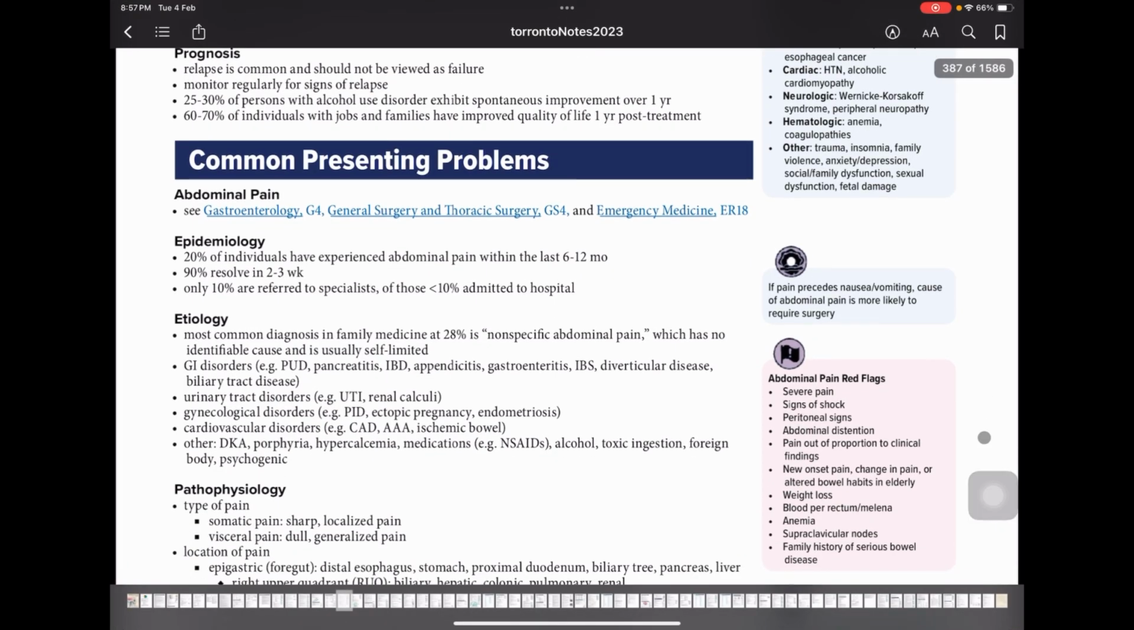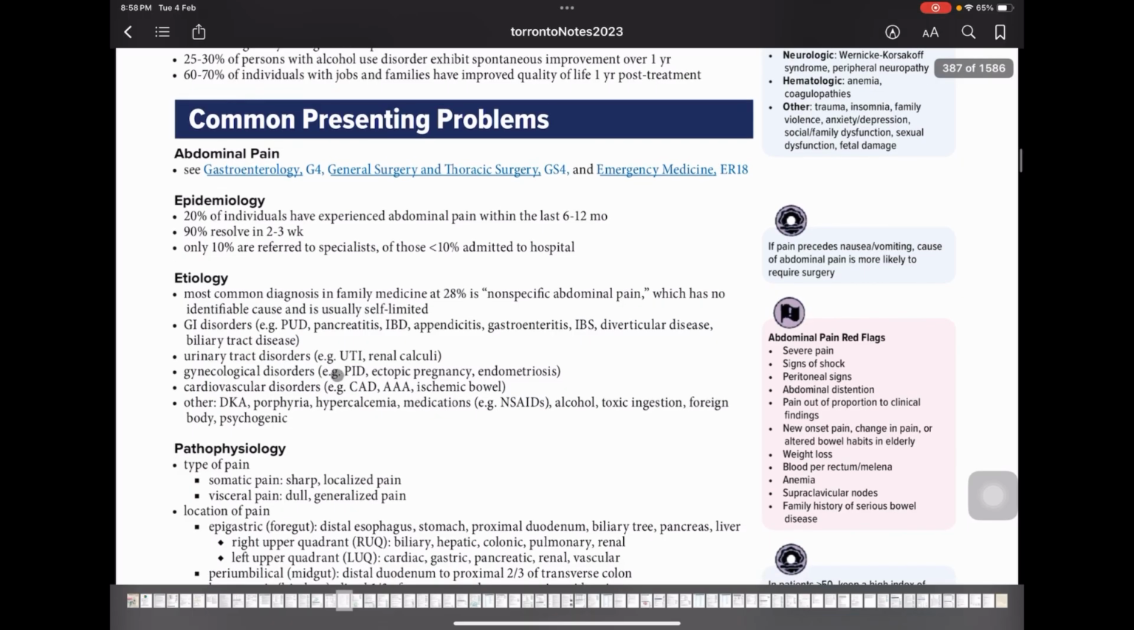So what is the epidemiology? 20% of individuals have experienced abdominal pain within the last 6 to 12 months, and 90% resolve within 2 to 3 weeks. Only 10% are referred to specialists, and less than 10% are admitted to hospital. Causes: the most common diagnosis in family medicine, at 28%, is non-specific abdominal pain, which has no identifiable cause and is usually self-limited. GI disorders like peptic ulcer disease are very common, as are pancreatitis, IBD, appendicitis, gastroenteritis, IBS, diverticular disease, and biliary tract disease. These are the more common conditions in the family medicine clinic.